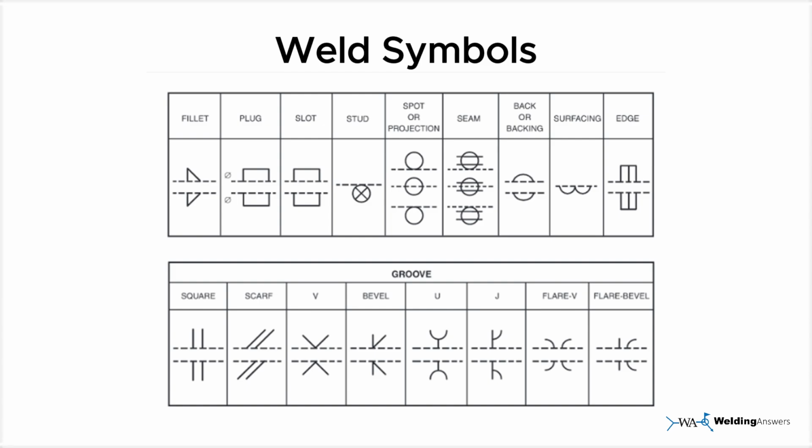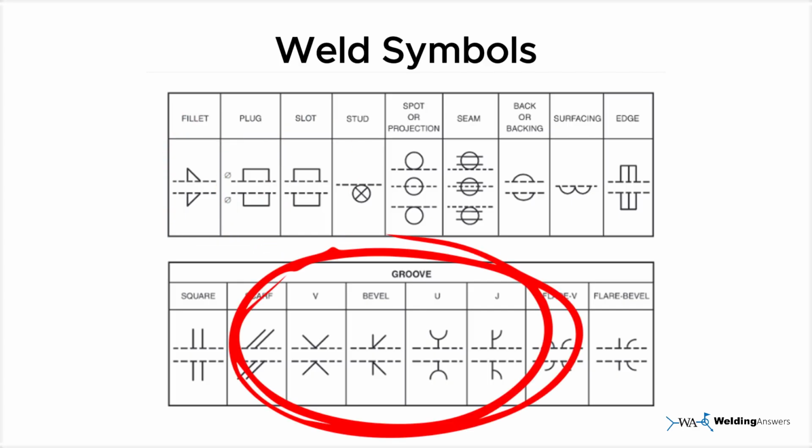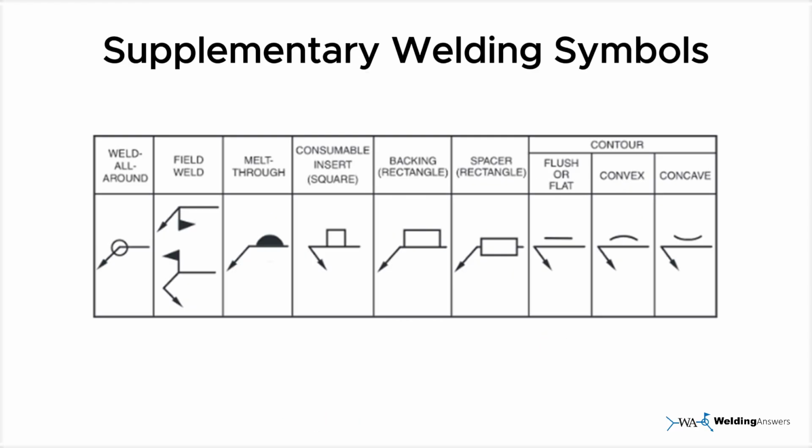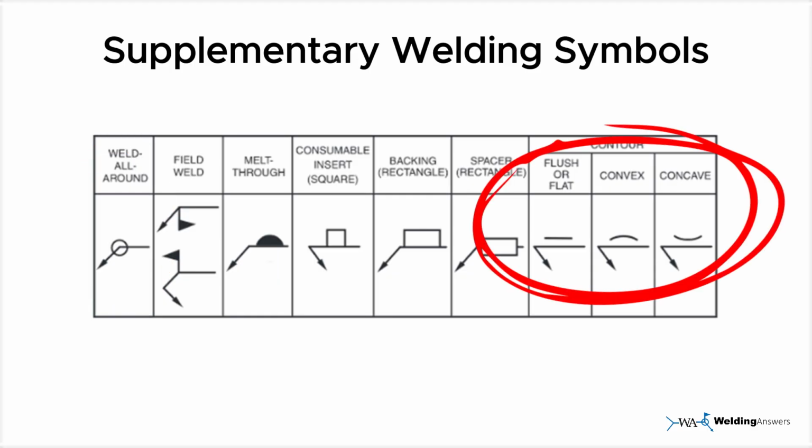Now let's look at the variety of weld symbols you'll encounter. There are distinct weld symbols for everything from fillet welds to slot welds, plug welds, and numerous variations of groove welds. This chart illustrates the many different weld types represented. In addition to the basic weld symbols, we also have supplementary welding symbols. These symbols provide additional instructions or characteristics about the weld, such as whether it's a field weld and if it goes all around the joint, or if it needs a specific contour such as flat, concave, or convex.